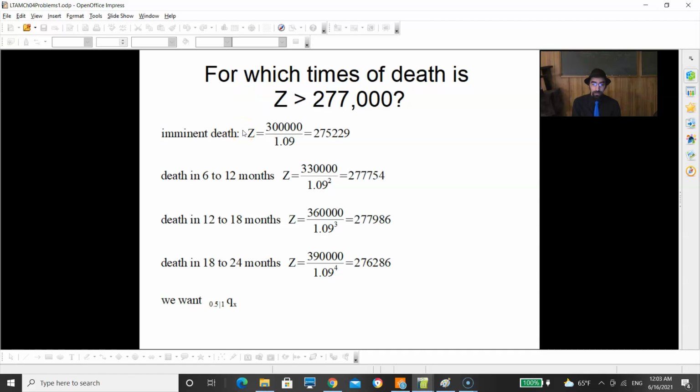For imminent death, Z is too small. For death in 6 to 12 months, it's big enough. 12 to 18 months, it's big enough. More than 18 months, it's not. And you'll realize because you're linearly adding stuff to the face value, but the denominator is growing exponentially, not linearly, once this Z value starts to decline, it will continue to decline. But ultimately what we want here is the probability of dying between 6 and 18 months.